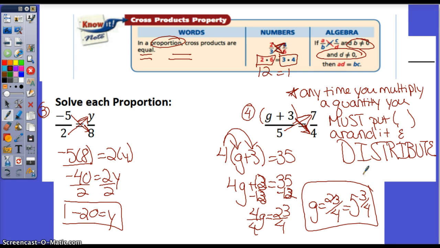Questions? All right, that's all we are going to do for the first day. Tomorrow we're going to talk about conversion factors. So you can go ahead and get started on your homework. Make sure though, when you're solving a proportion and you're multiplying a quantity times a number, to distribute.